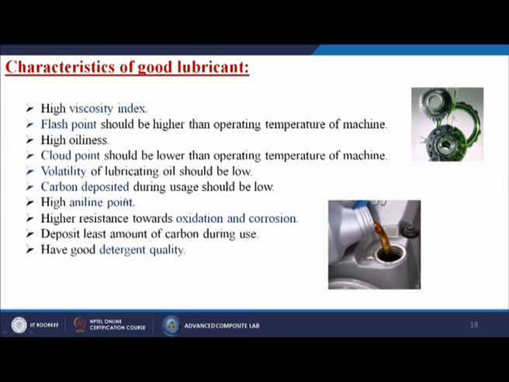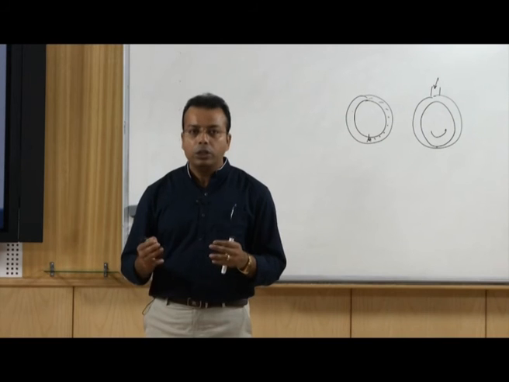High aniline point, higher resistance towards oxidation and corrosion, deposit the least amount of carbon during use, and have good detergent quality. These are all the properties a good lubricant should have.